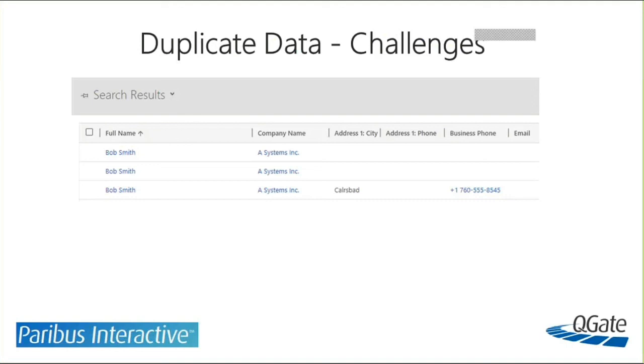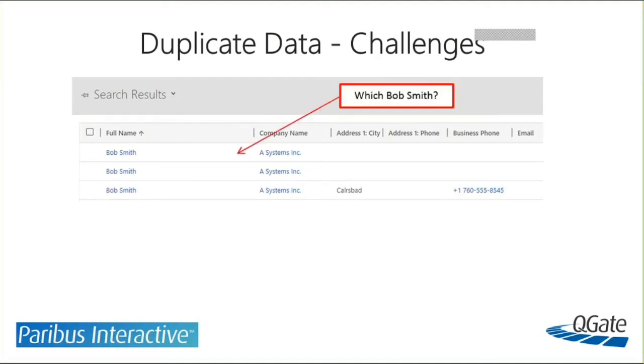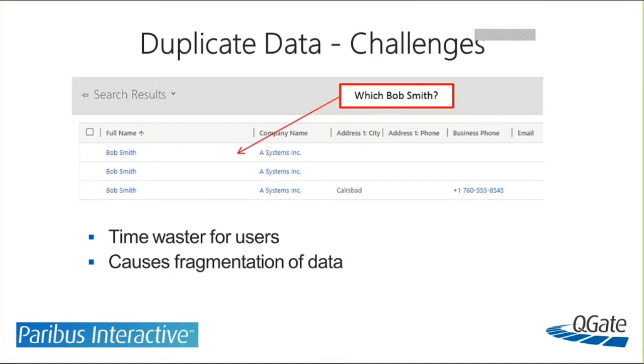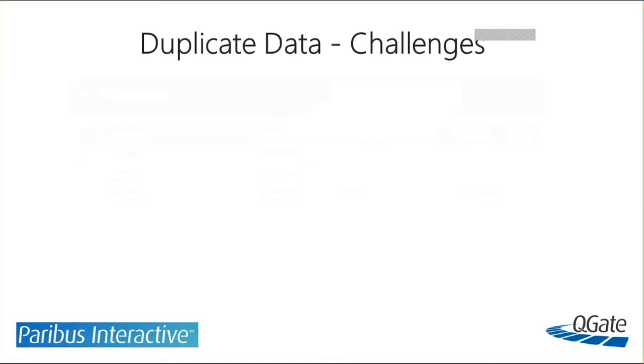Now, this is obviously very frustrating because I potentially have to open up each record to find out which Bob Smith I need to update. So this is a huge time waster, and of course it causes fragmentation of your data. Perhaps I'm typing in a Robert Smith, not knowing that he's actually entered as Bob Smith.